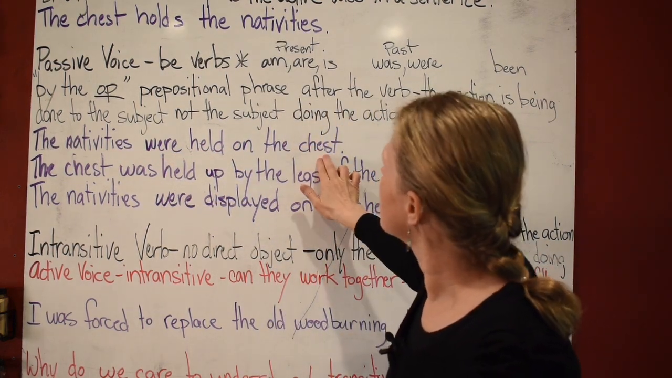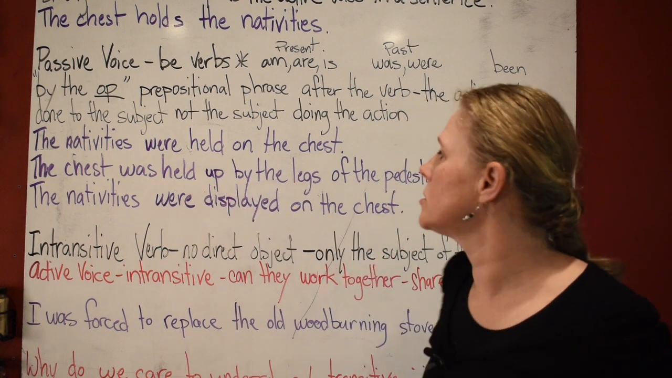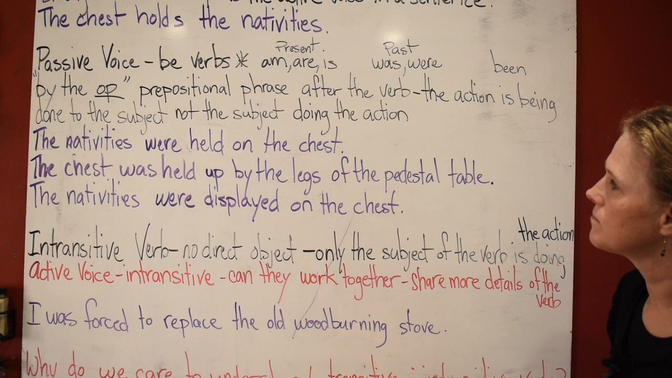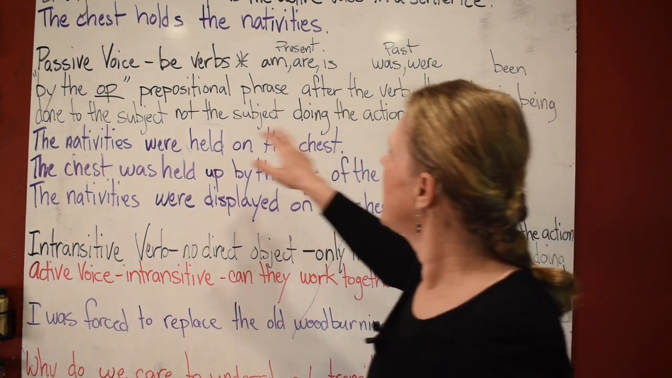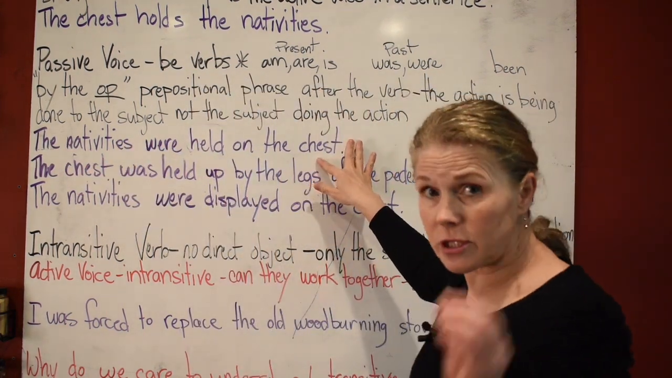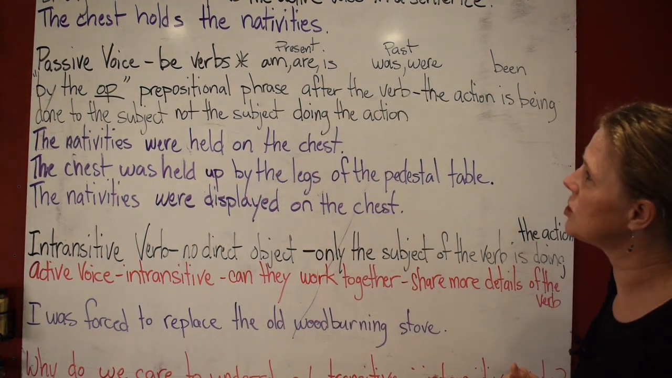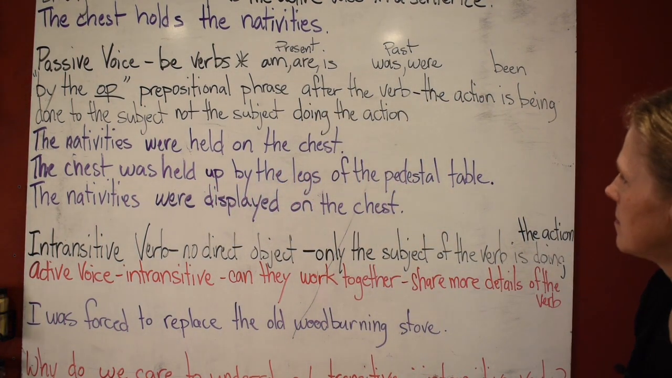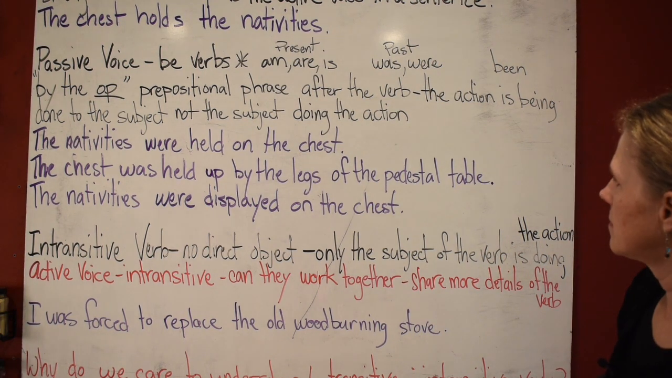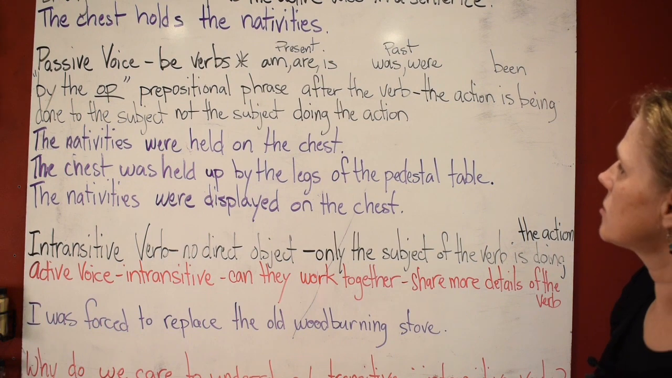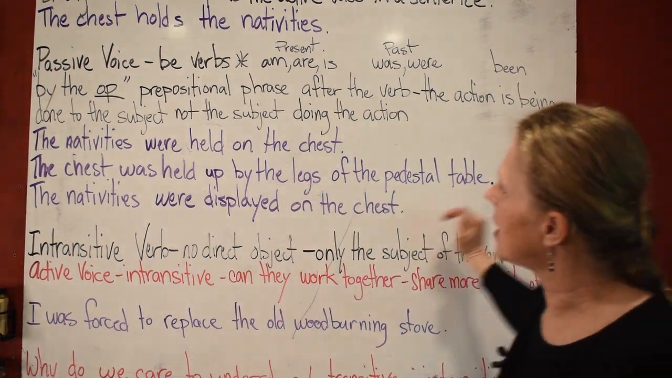So look right here. Paul, switch this into active voice. The chest held the nativities. See how you can switch that? The chest was held up by the legs of the pedestal table. Daniel, switch that into active voice. The legs of the pedestal table held up the chest. Nice, good. So the legs of the pedestal table held up the chest.